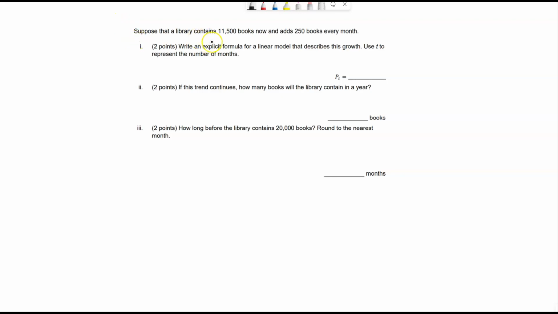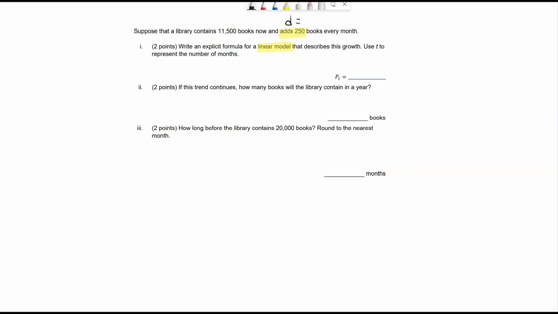Suppose that a library contains 11,500 books now and adds 250 books every month. Write an explicit formula for a linear model that describes this growth. So it's nice that they gave us the fact that it's a linear model, but we didn't really need that because it says it adds 250 books every month. That means that we're always adding 250.